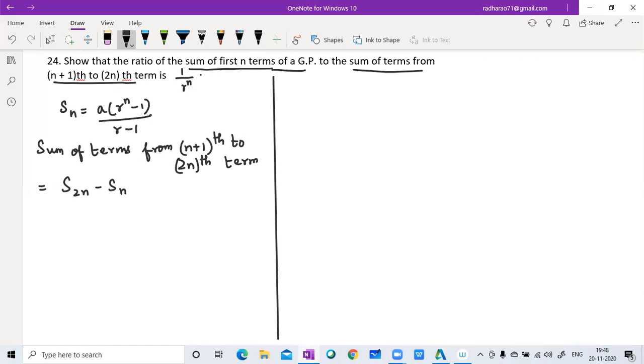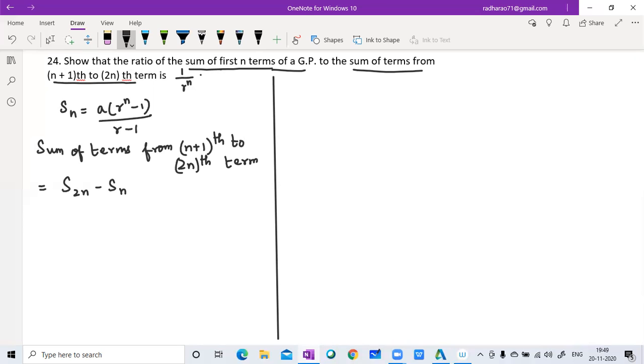From the sum of the first 2n terms, if you subtract the sum of the first n terms, you will get the sum of terms from n plus 1 to 2nth term. Let me repeat again. Sum of the terms from n plus 1 to 2nth term is nothing but the sum of the first 2n terms minus the sum of the first n terms.